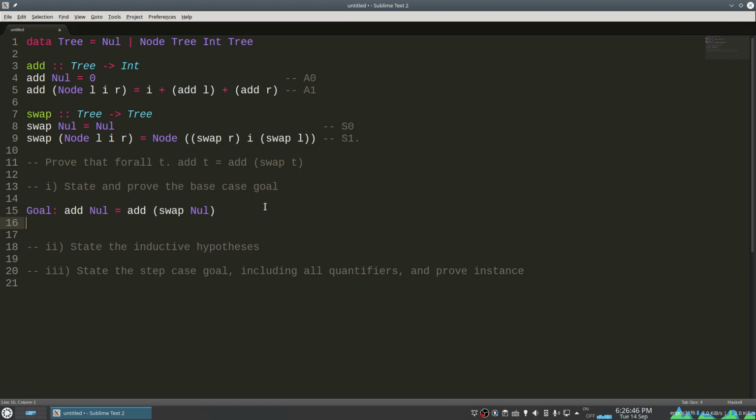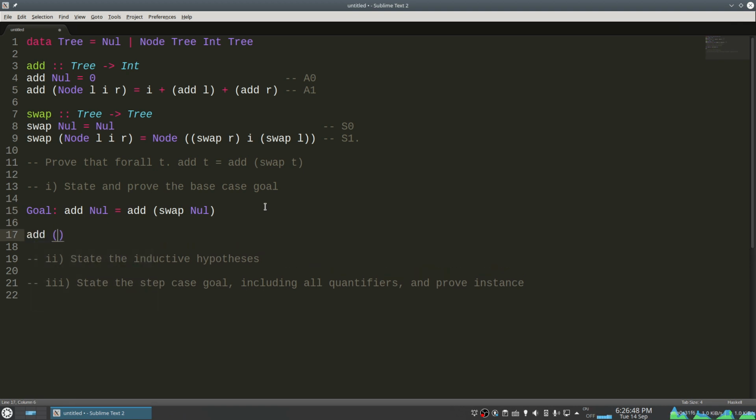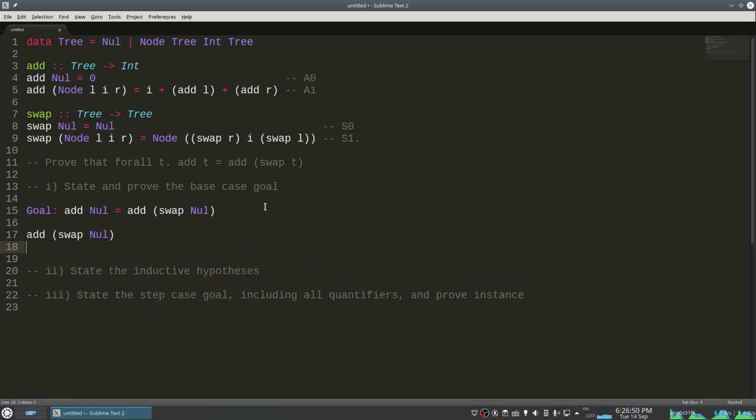So let's prove it. So add swap null is, well, what's swap of null? Swap of null is null by rule S0. So we get add null by S0, and we're done. That's the whole proof.